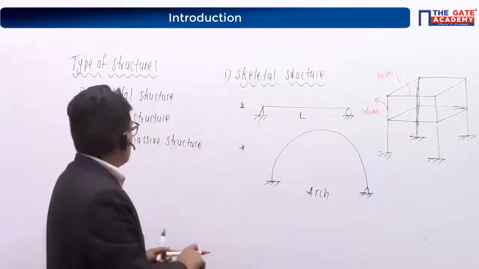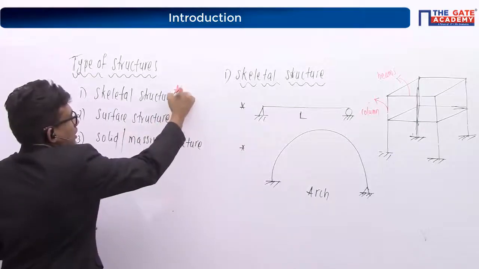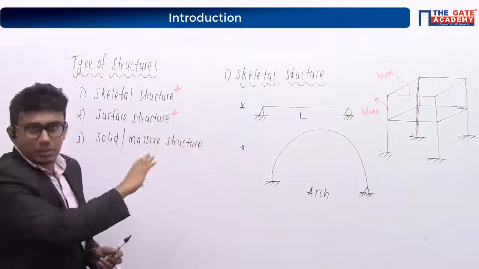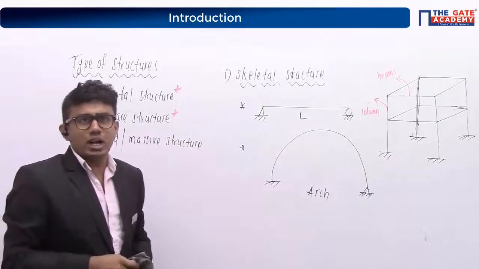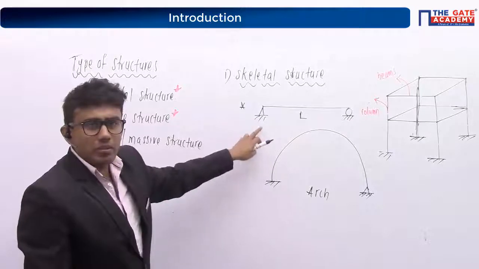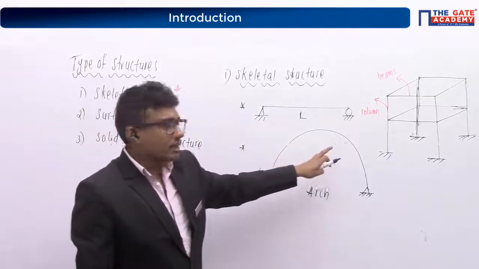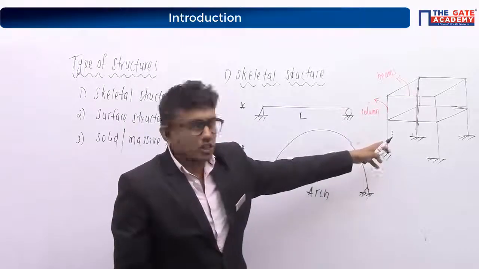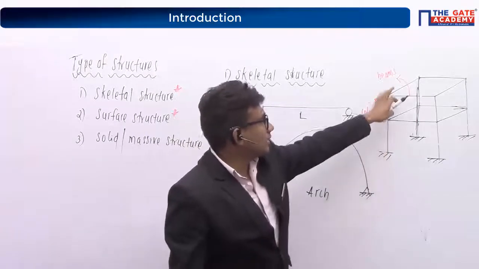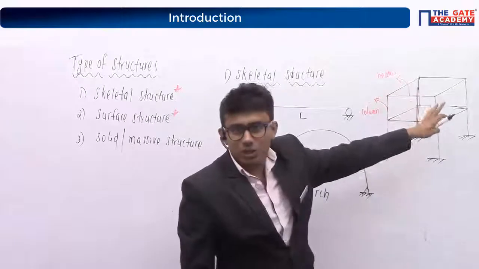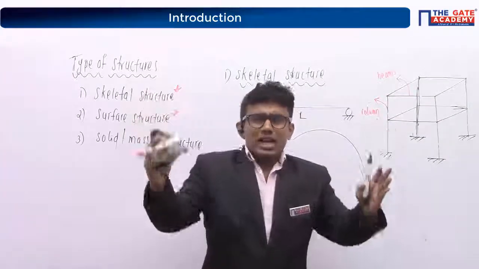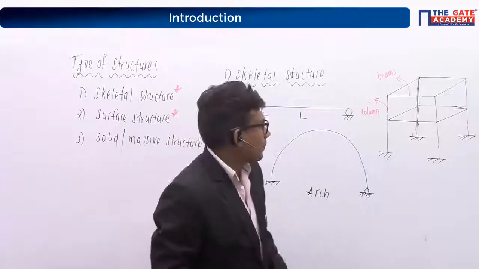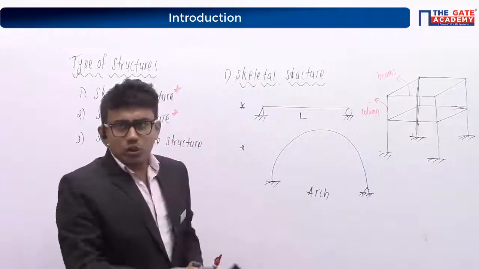Yes. Coming to our surface structure. Our skeletal structure is over. I am just rubbing these things off. I hope you have noted it down. This is our simply supported beam. This is an arch, and this can be our frame structure. There are only columns and beams. I am not considering our slabs now. Only frame, that means only columns are there, only beams are there. Fine? Okay. Right.